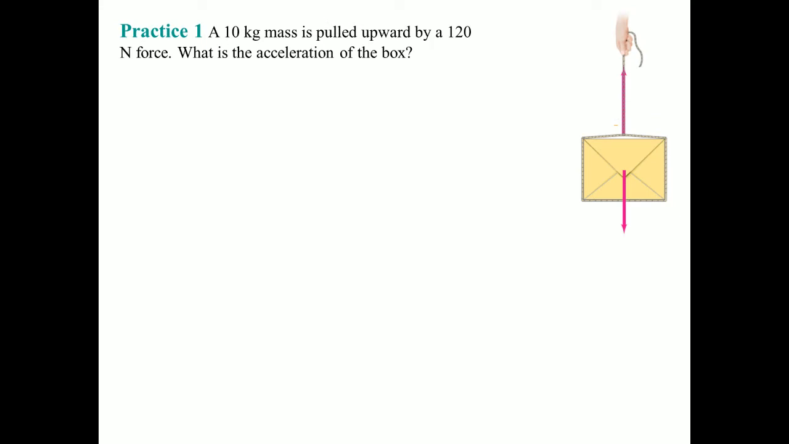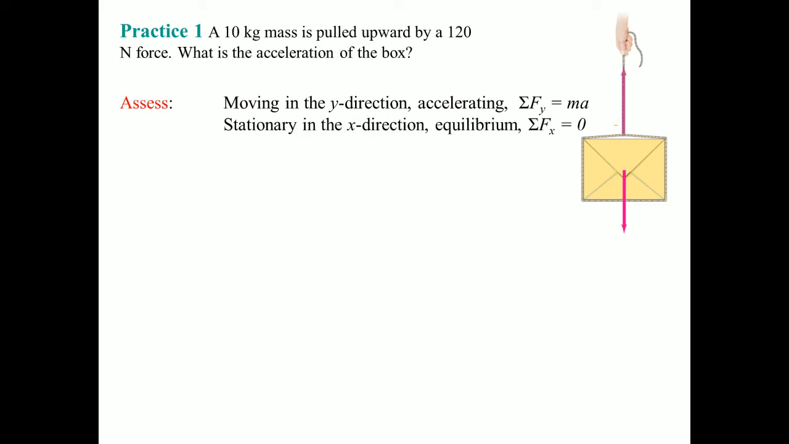Next, we look at a 10 kilogram mass being pulled upwards by a 122 newton force. What is the acceleration of the box? We first assess this by saying that in the y direction, the summation of the forces in the y direction equals mass times acceleration, because the object is moving up and accelerating up. Then we see that there's no movement in the x direction, so it's in equilibrium in the x direction. The summation of the forces in the x direction equals 0.